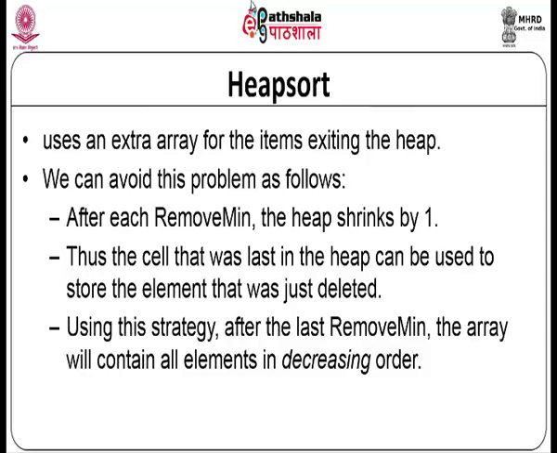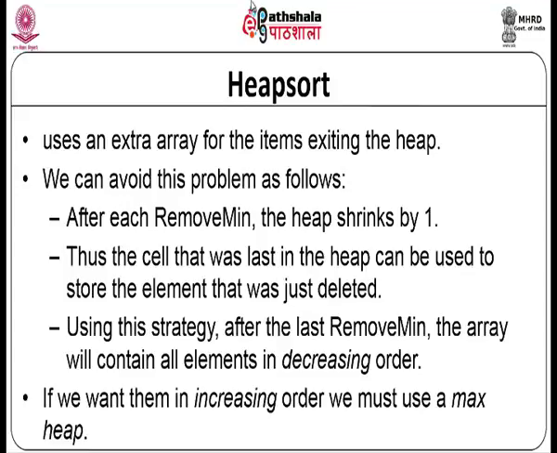So, instead of using 2 arrays, you can use the array cell left vacant because of the removal, and that can be reused. So, that is another way of avoiding a second array. This is all applicable when you have a large number of elements that have to be sorted. If we want them in increasing order, of course, we have to use a max heap. Here, if you use a min heap, you get them in decreasing order.